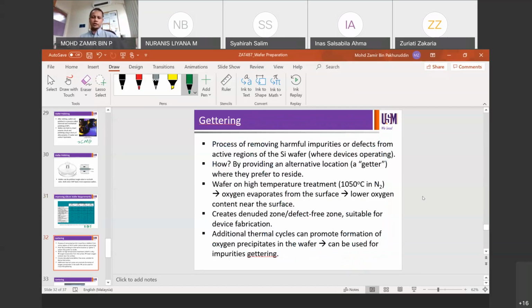We still have to do the gettering process to collect impurities from the active region of the silicon to one side so that they can be removed. This is collecting the impurities to one side of the silicon, and then eventually they are removed. How to do that? By providing an alternative location, a getter. It's a place for us to collect all the impurities in the wafer, where they prefer to reside, so they will come to that location. It is done by placing the wafer in high temperature treatment, around 1000 degrees C, in nitrogen ambient.